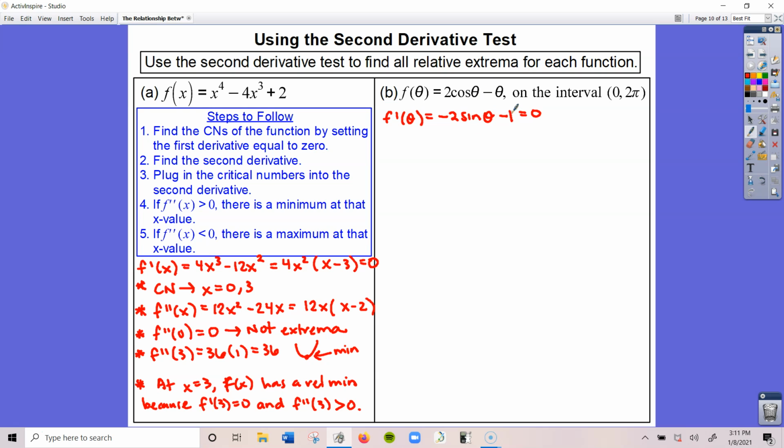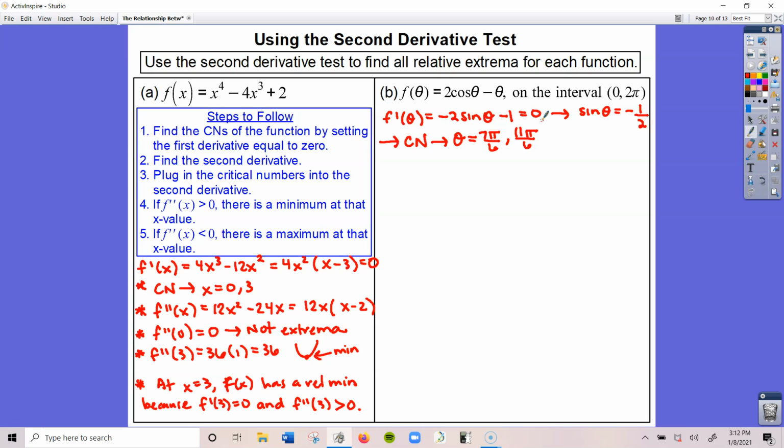And now we're going to solve for theta. We're going to do that by first isolating the trig function. So I'm going to add the 1 and then divide by negative 2, which would give me the equation sine theta is equal to negative 1 over 2. And now we have to figure out what value of theta would give me a sine of negative 1/2. And this is based on your unit circle. So now our critical numbers are when theta is equal to 7 pi over 6 and 11 pi over 6.